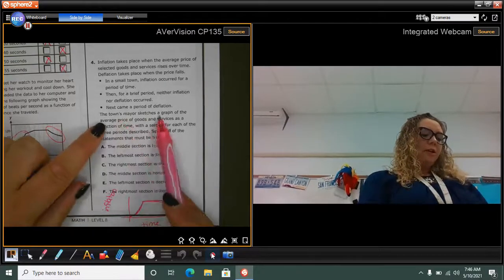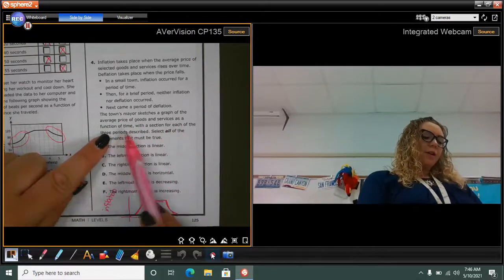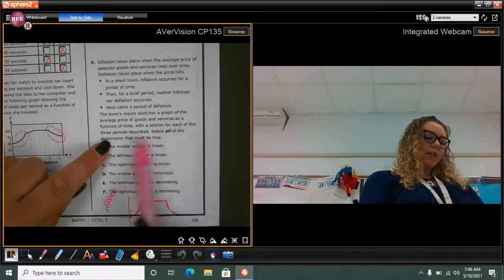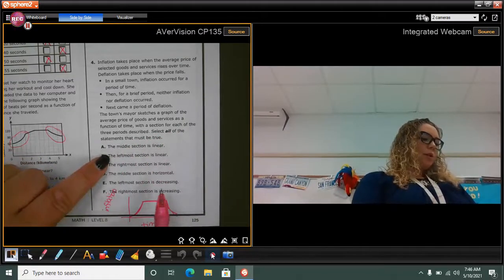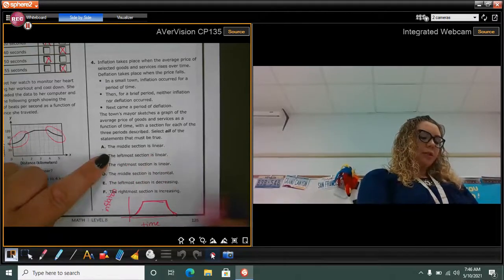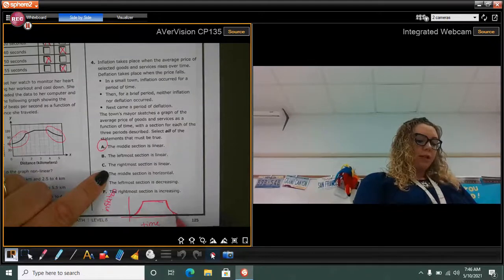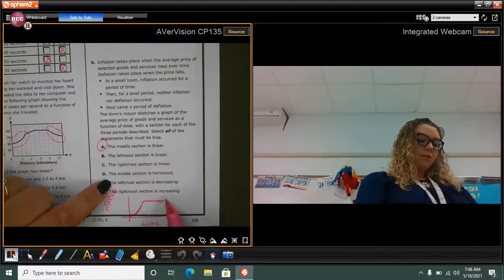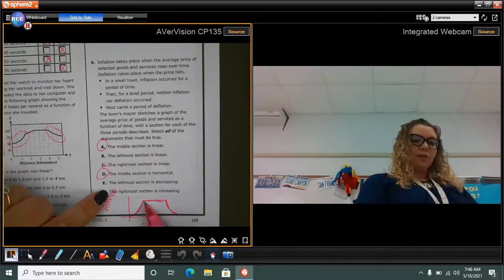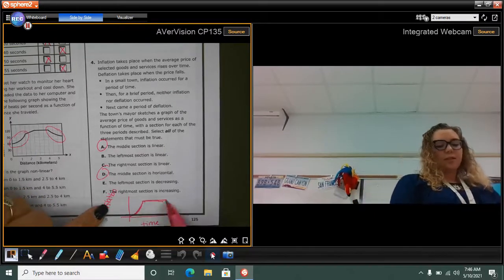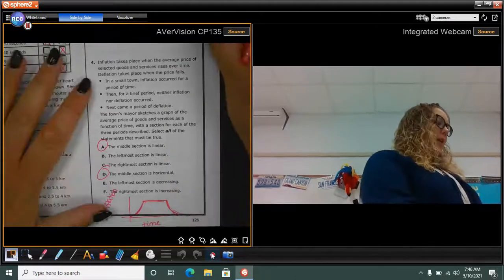Again, inflation and deflation are not going to be linear because they're not constant. The town's mayor sketches a graph of the average price of goods and services as a function of time. For each of the 3 periods described, select all the statements that are true. The middle section is linear. Yes. The leftmost section is linear. No. The rightmost is linear. No. The middle is horizontal. Yes. And the leftmost is decreasing. No, it's actually increasing, and this one is decreasing, not increasing. So my answer is A and D.